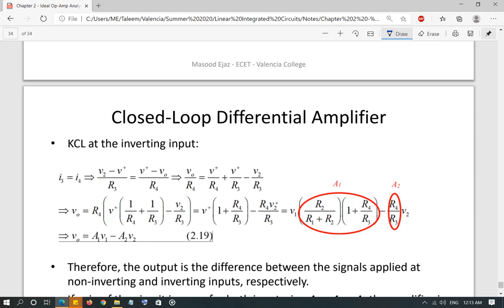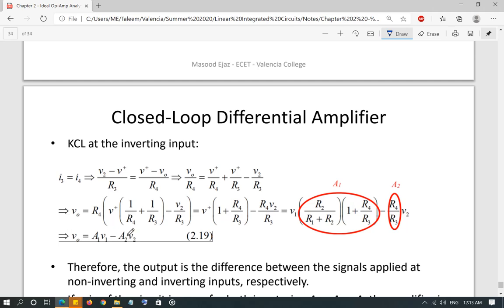As you can see, I am simplifying it, and the final result you get is A1 times V1, where A1 is R2 over R1 plus R2 times 1 plus R4 over R3, after the simplification, minus R4 over R3 times V2, and R4 over R3 is A2. So your final result is going to be A1 V1 minus A2 V2, what we set out to get from this circuit.